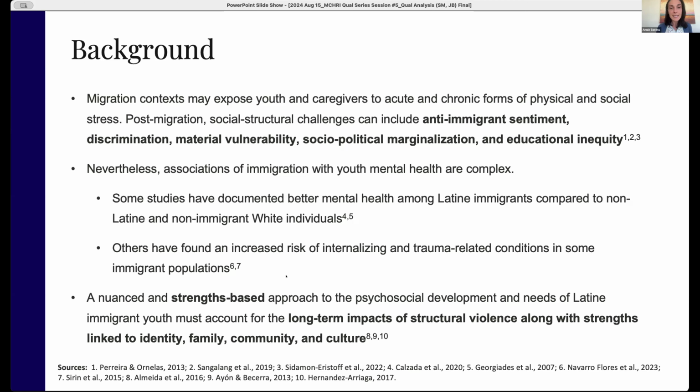But also recognizing that the findings in the literature looking at relationships between migration and mental health are really complex. There are some studies that have documented better mental health among Latina immigrants compared to non-Latina and non-immigrant white individuals, and others that have found increased risk of, in particular, internalizing and trauma-related conditions in some populations. So we're really trying to step back and take a nuanced and strengths-based approach that looks at not only the stressors and sometimes traumatic events that can go along with migration, but also a wide array of strengths and assets and positive dimensions that can contribute to psychosocial development.